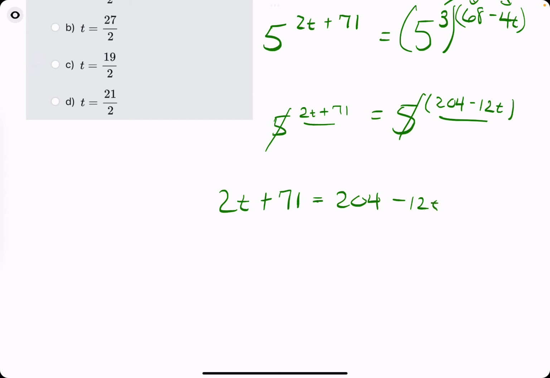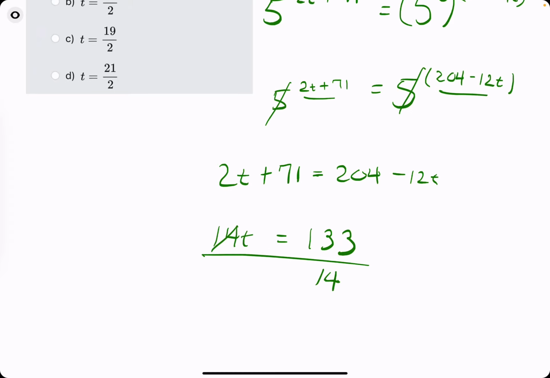All right, so let's combine the t terms. I'm going to add 12t to both sides, giving us 14t on the left, and then subtracting 71 on both sides to give us 133. Think about that for a sec. Yeah, I think that's right. All right, so let's divide by 14 to get t by itself.